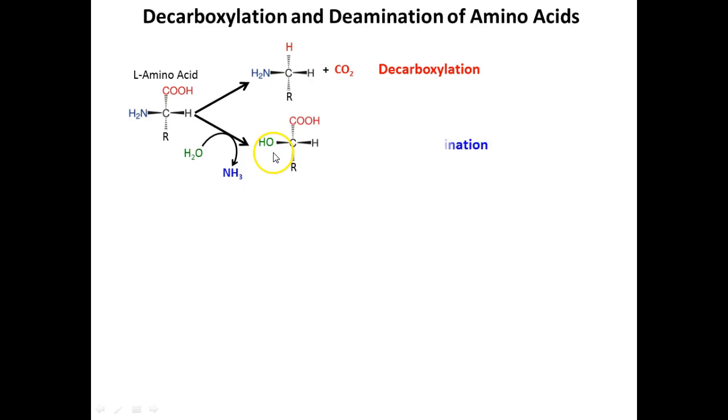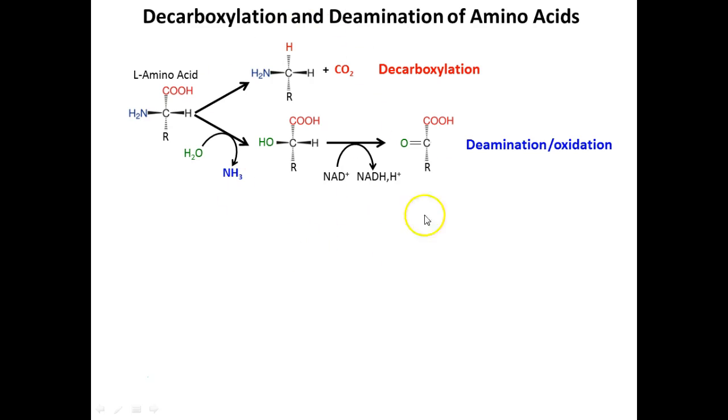So, decarboxylation versus deamination of amino acids. Amino acids have a carboxyl group and an amino group. Decarboxylation is removing, of course, the carboxyl group, usually in the form of carbon dioxide. Deamination is when they remove the amino group from the amino acid. This can then be oxidized, right? Pick up electrons. When that happens, you form an alpha keto acid.